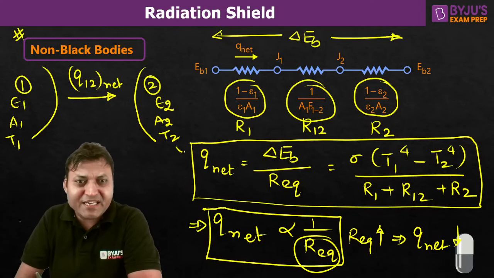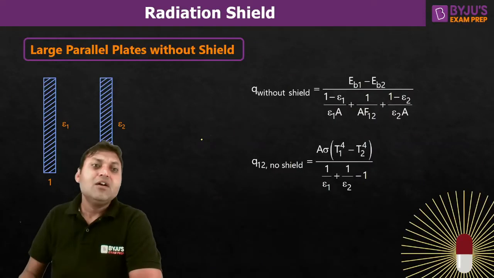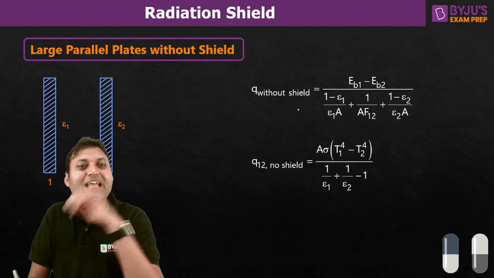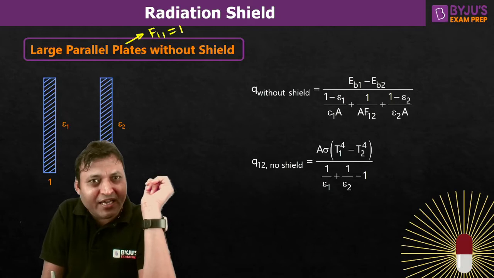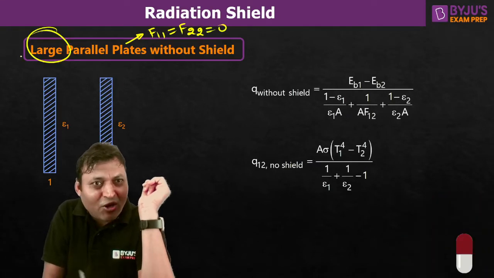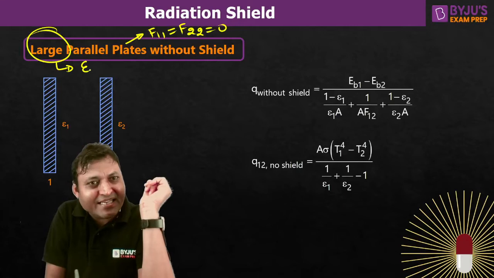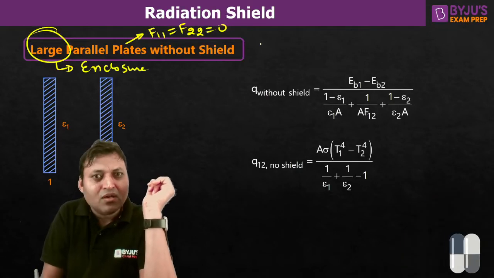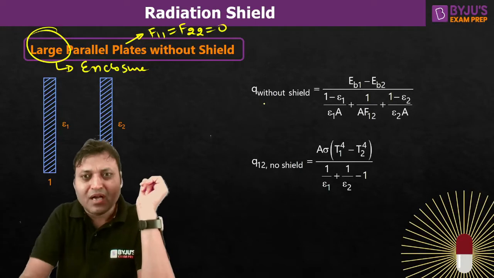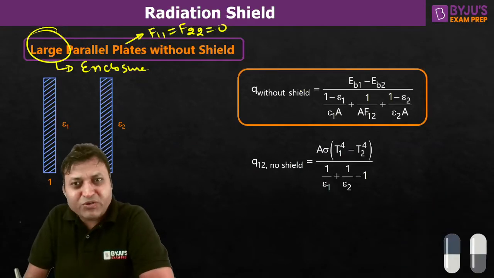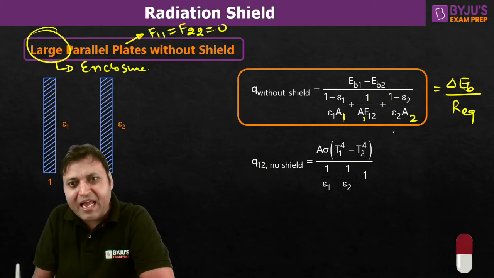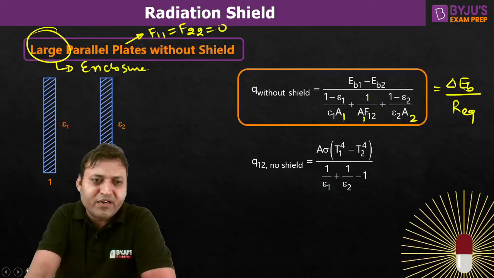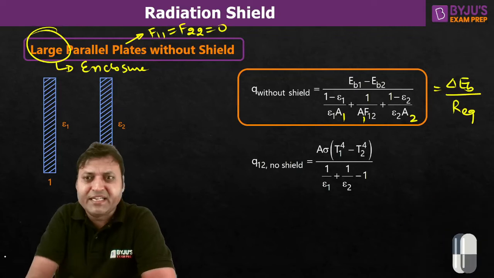Alright. So if we apply this expression for large parallel plates without any shield, because they are parallel plates, the self shape factor will be 0. F11 is equal to F22 is equal to 0, and because the plates are very large, they can be considered as an enclosure. So without shield, Q will be equal to delta EB upon R equivalent, with A1 F12 and epsilon 2 into A2 in the denominator. We have already discussed it.